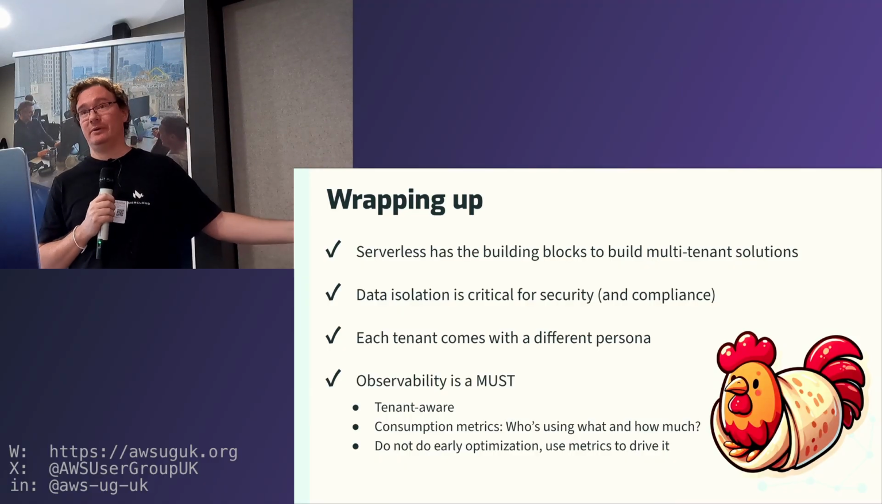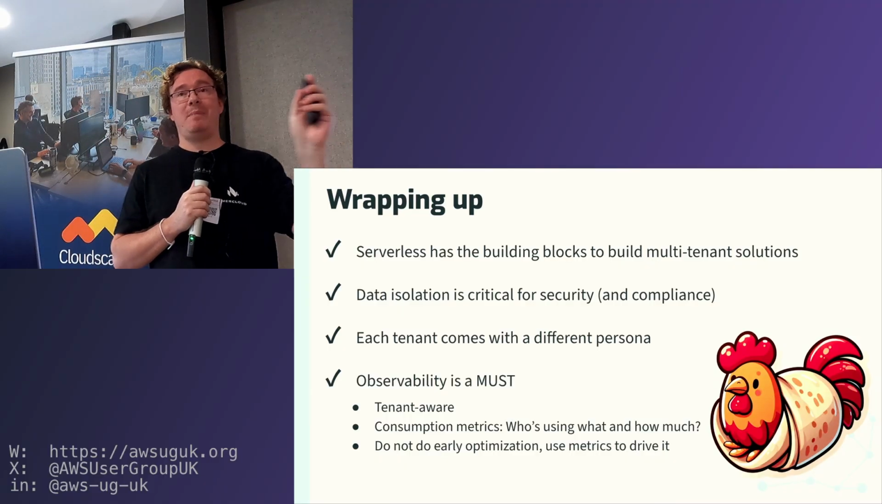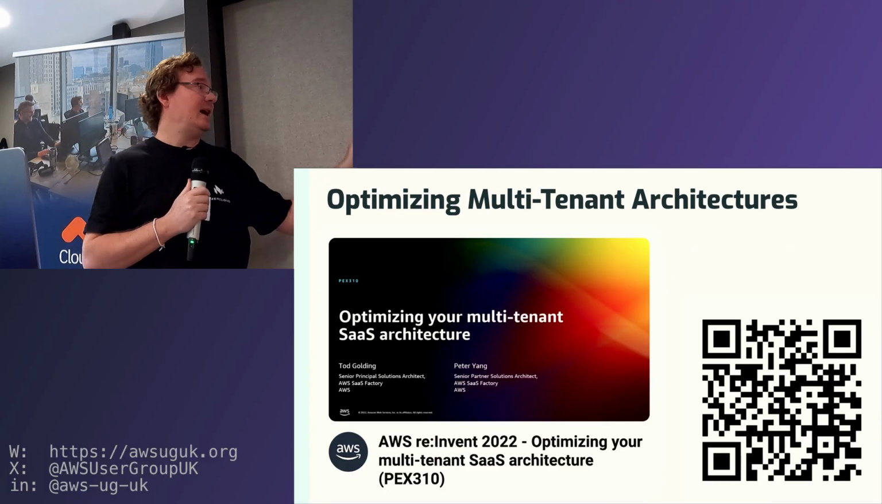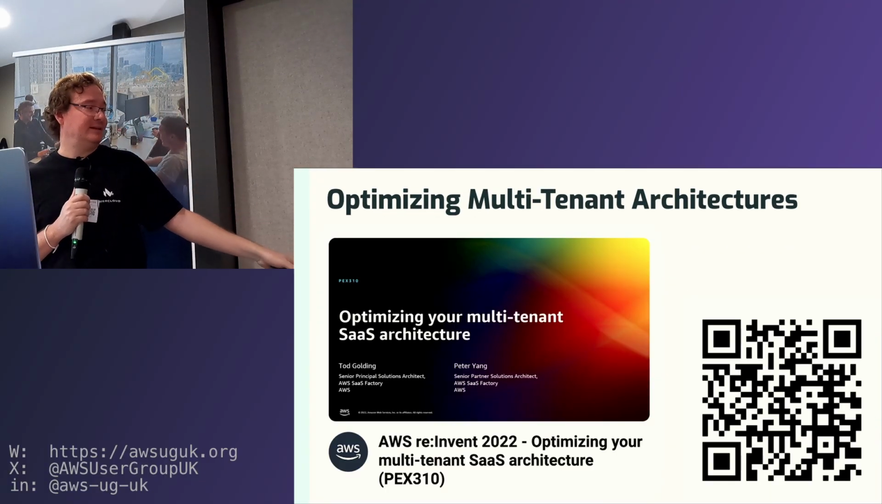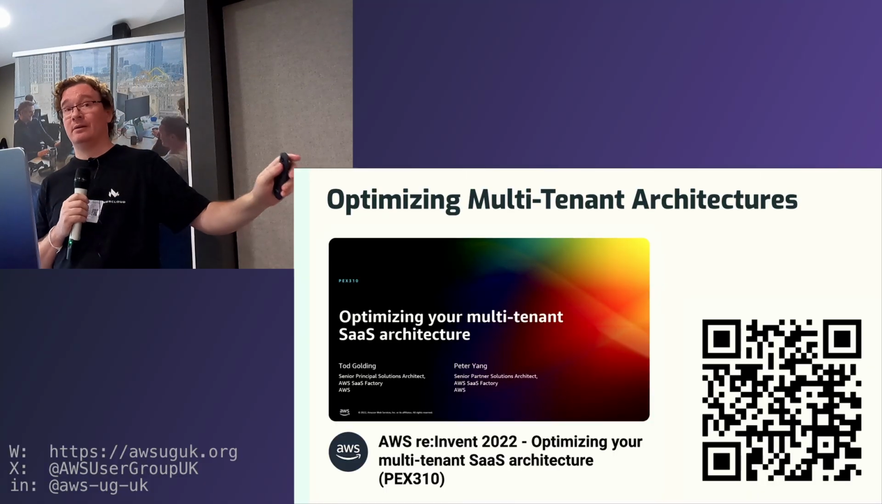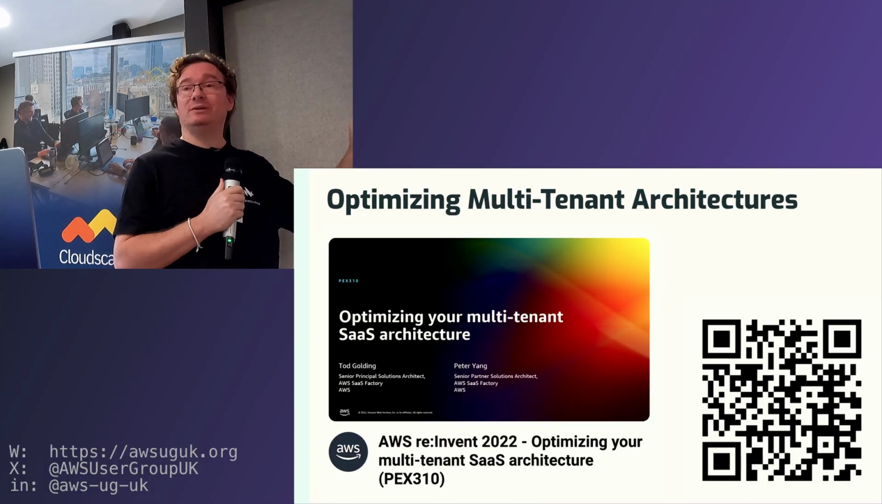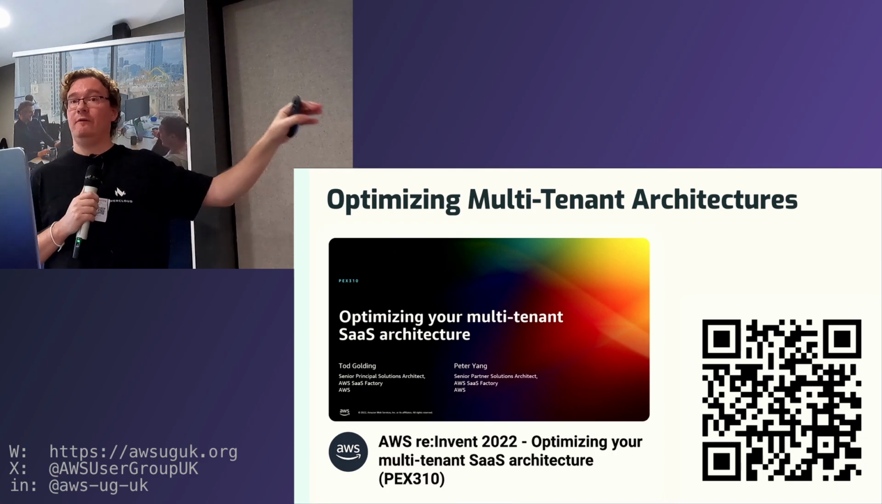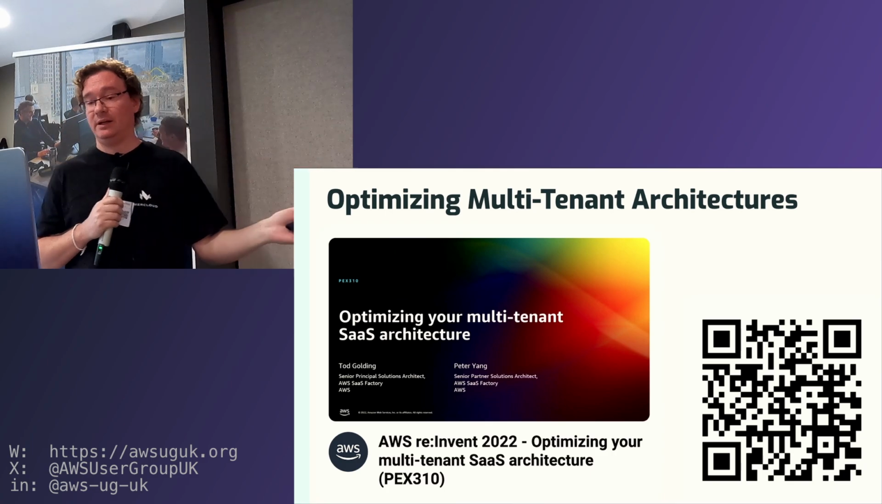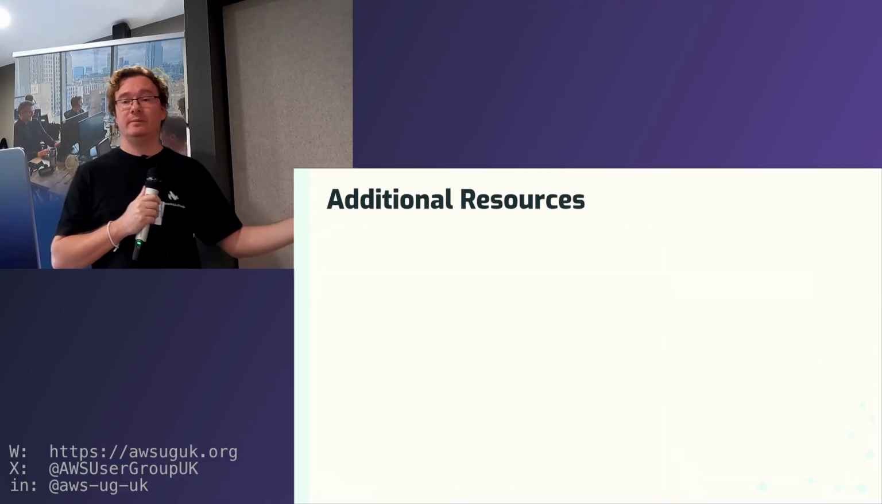And of course, don't try to do early optimization, especially in this kind of scenario. You're going to do it wrong. So use metrics to drive where you need to optimize. There's a great talk, it's a bit outdated, from 2022 reInvent, but it's still super up to date in terms of content. If you want to dive into this subject, how to optimize multi-tenant architectures, it's available on YouTube.